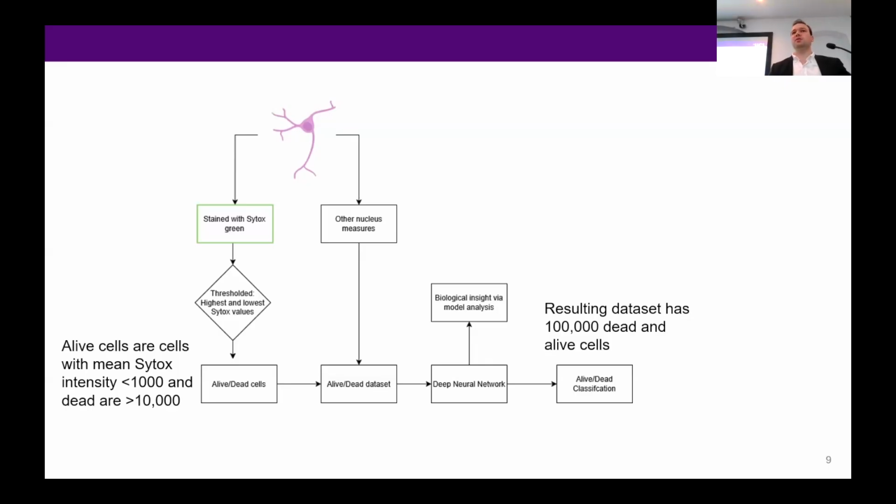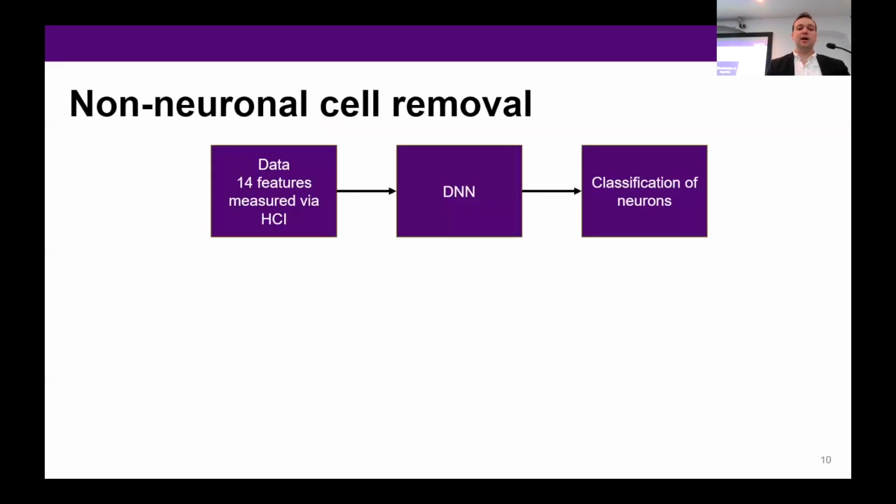We take those as our alive and dead groups, and then I trained a neural network to discriminate between them. That data set has about 100,000 cells in it, so it's a pretty good size for a deep neural network. And we get a really accurate classifier telling us if the cells are alive or dead. Then we can also use explainable AI methods to give us some insight into what factors are actually driving the cell to be alive or dead.